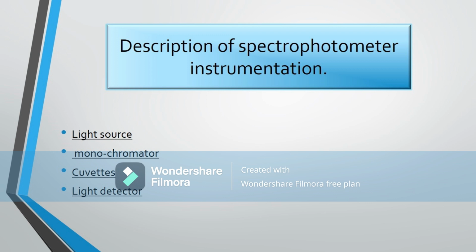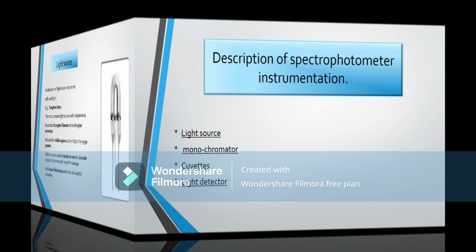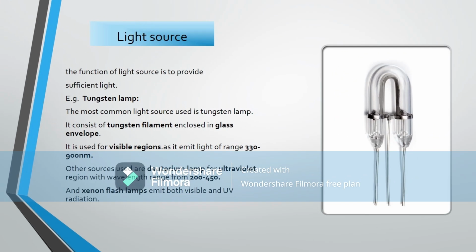A spectrophotometer consists of four main parts. First one is the light source, then monochromator, then cuvettes, and then light detector. Now we will discuss the details of the four main parts of a spectrophotometer. First one is a light source. The function of the light source is to provide light of required nature and wavelength.